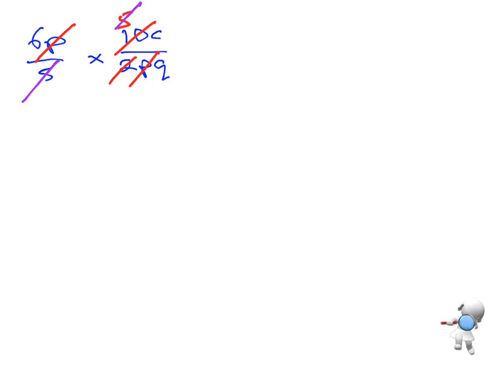So now, what am I left with? I've got a 6 and a c on the top and a q on the bottom. So the only thing with doing it this way is sometimes it's easy to lose a variable or a number in amongst all the cancelling. So you just have to look very carefully to make sure you don't make a mistake or lose something.